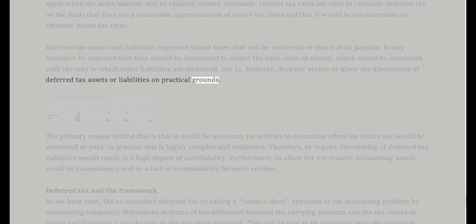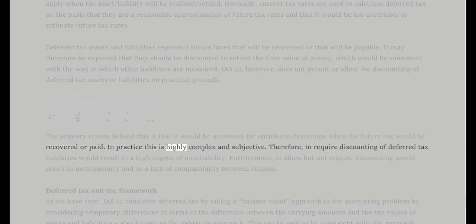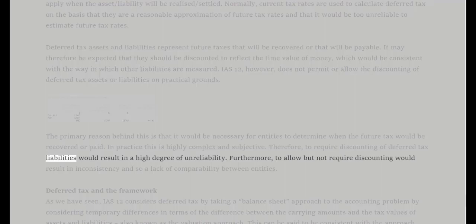The primary reason behind this is that it would be necessary for entities to determine when the future tax would be recovered or paid. In practice, this is highly complex and subjective. Therefore, to require discounting of deferred tax liabilities would result in a high degree of unreliability. Furthermore, to allow but not require discounting would result in inconsistency and so a lack of comparability between entities.